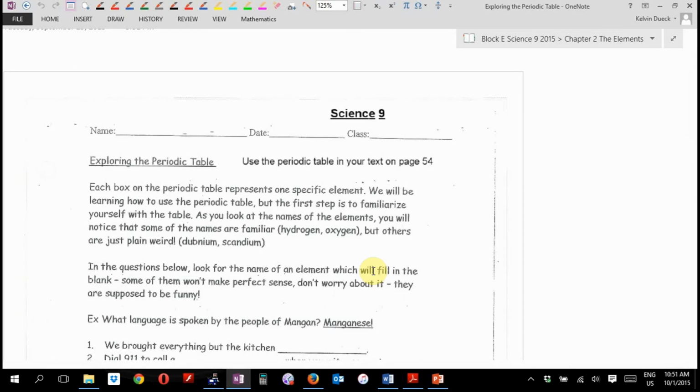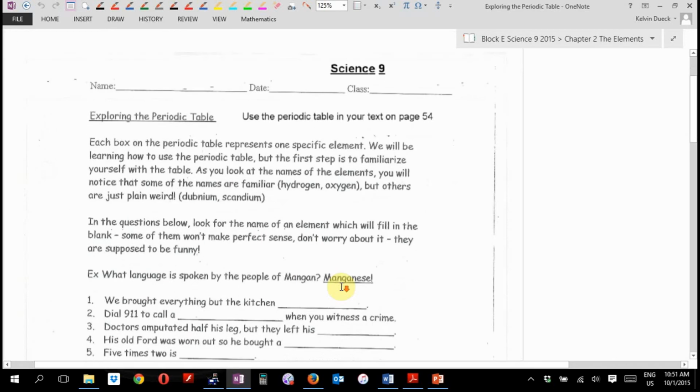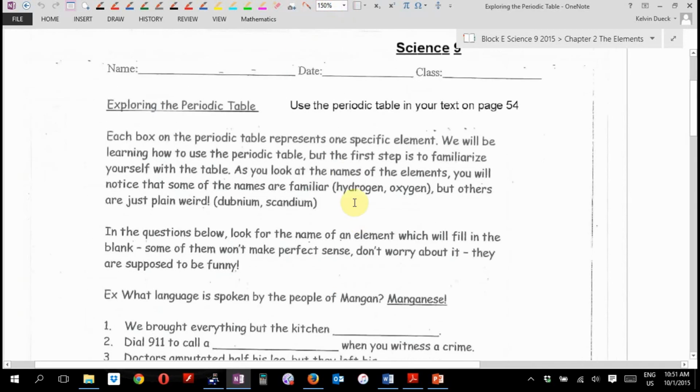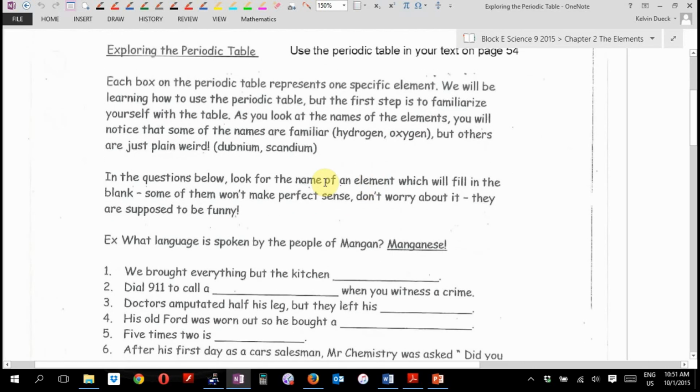So it says this: each box on the periodic table represents a specific element. We'll be learning how to use the periodic table, but first step, I like kids to just get used to looking around and seeing where stuff is. As you look at the names of the elements, you'll notice that some are familiar, hydrogen and oxygen. You want your pink periodic table out, Trevor. There you go. What number is hydrogen?